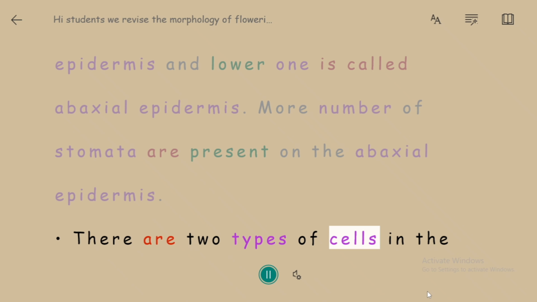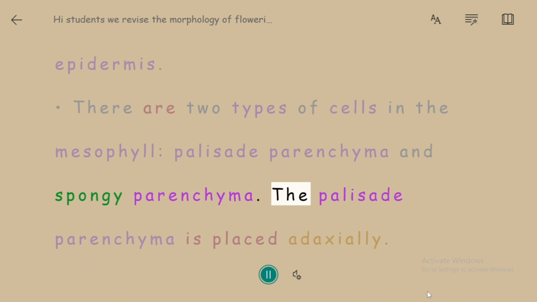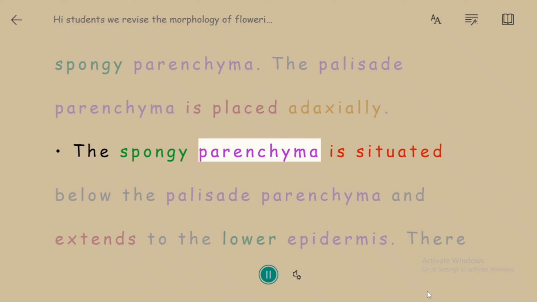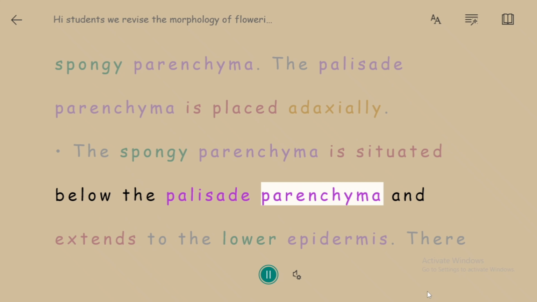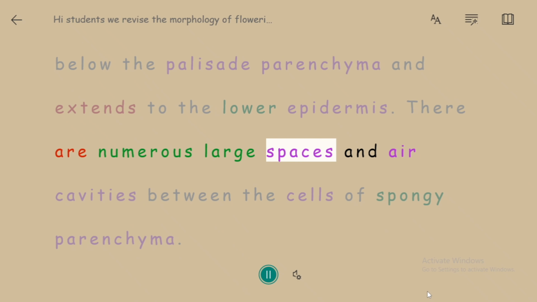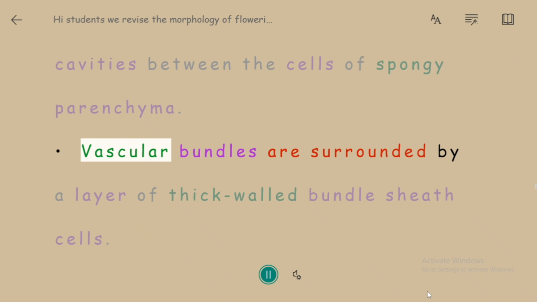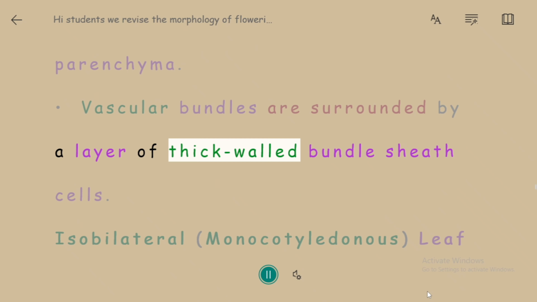There are two types of cells in the mesophyll: palisade parenchyma and spongy parenchyma. The palisade parenchyma is placed adaxially. The spongy parenchyma is situated below the palisade parenchyma and extends to the lower epidermis. There are numerous large spaces and air cavities between the cells of spongy parenchyma. Vascular bundles are surrounded by a layer of thick-walled bundle sheath cells.